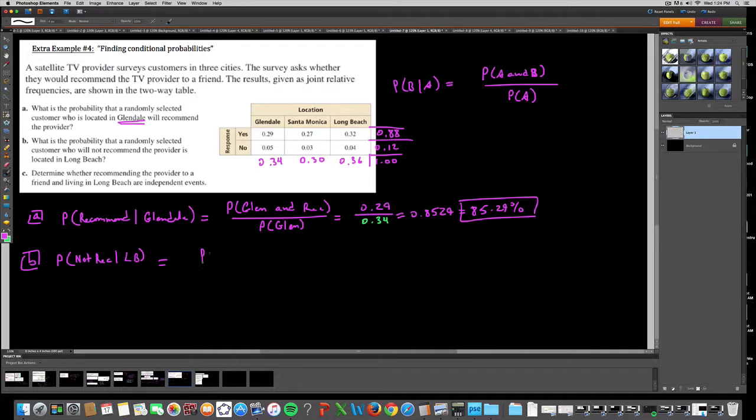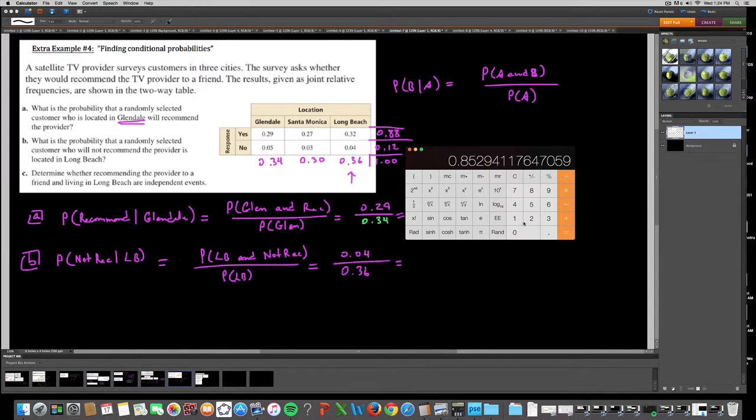So let's go ahead and re-scribble this one here. Switching our orders around, we say probability of Long Beach and not recommended, over the probability of the first event, which is Long Beach. Looking at our relative frequencies, the probability of Long Beach and not recommended was 4% of the overall respondents. And the probability that they live in Long Beach would just be this marginal relative frequency here, 0.36. So we put 0.04 divided by 0.36 into our calculator. I think it's an eighth.